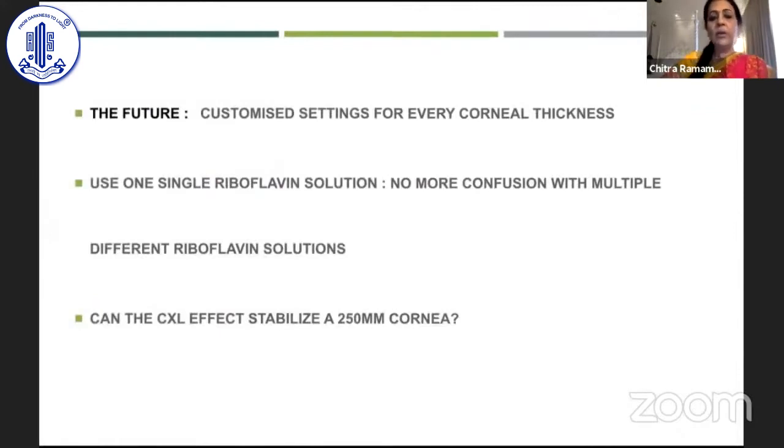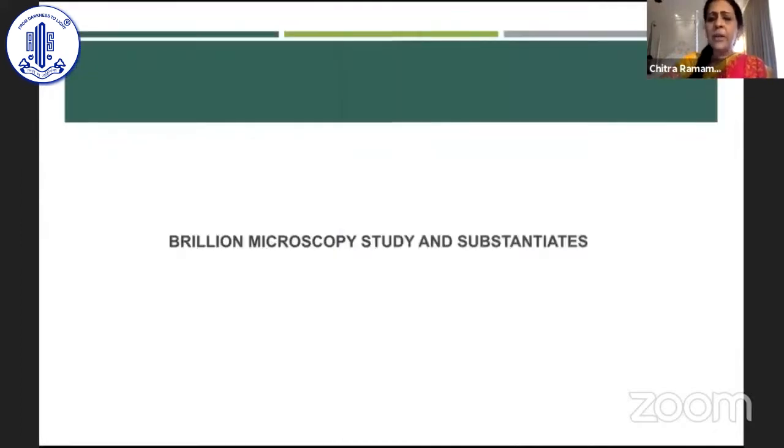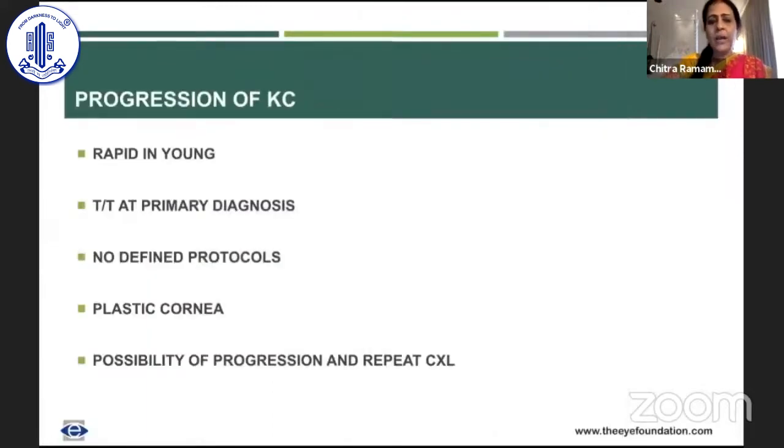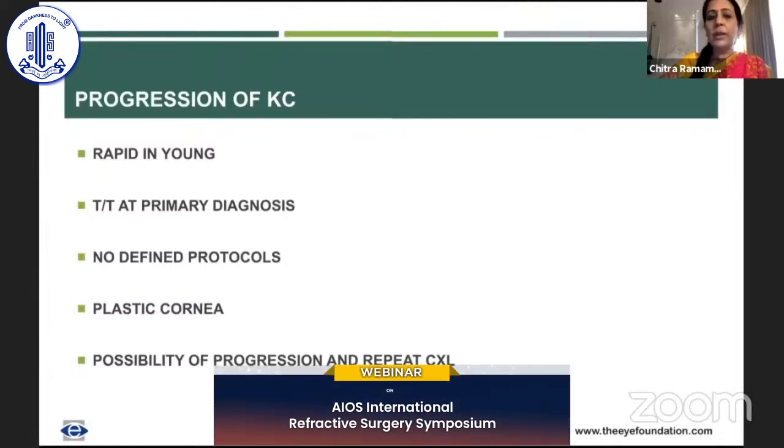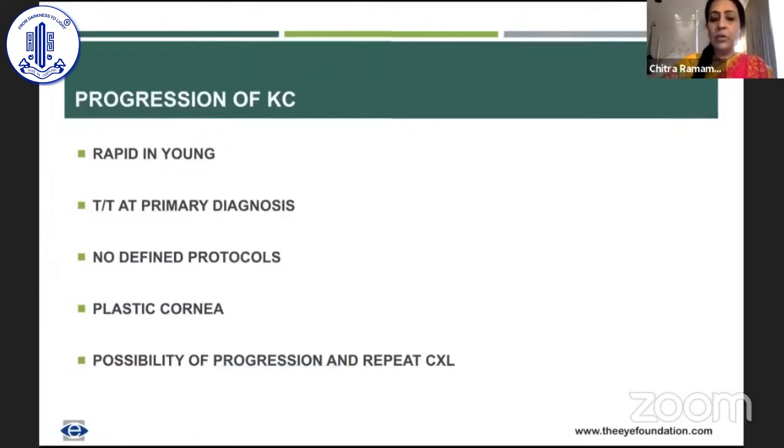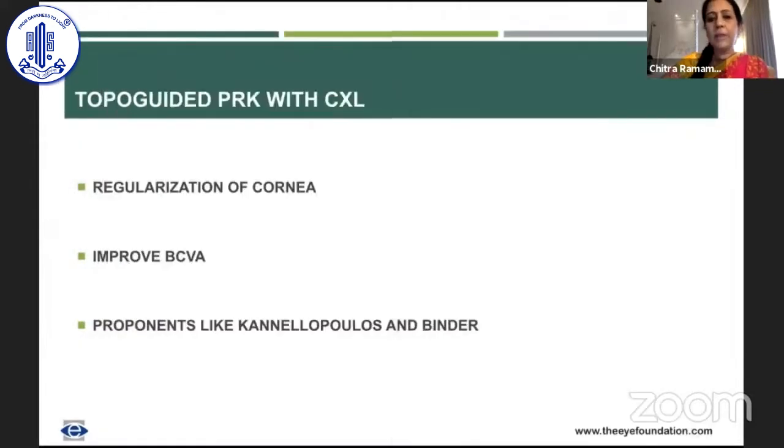Does that mean that we could cross-link and stabilize a 250 micron cornea? Does it mean you would use just one riboflavin solution instead of n number of solutions which are being suggested? But then the Brillouin microscopy was not able to substantiate as much as we wanted. And we were again challenged in the young eye, wherein although we knew that we would cross-link if there was progression, we knew that the progression was rapid in the young and there was no defined protocols. We had to do it at probably the first instance to halt the progression of keratoconus, and probably a repeat cross-linking may also be necessary.